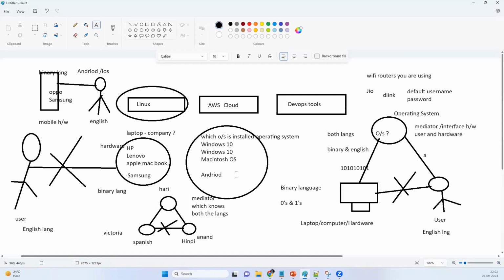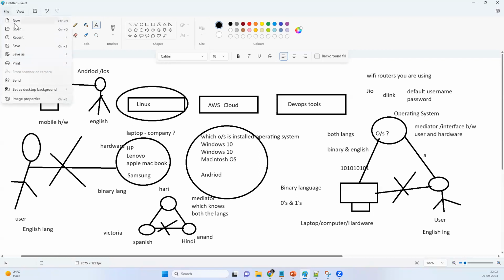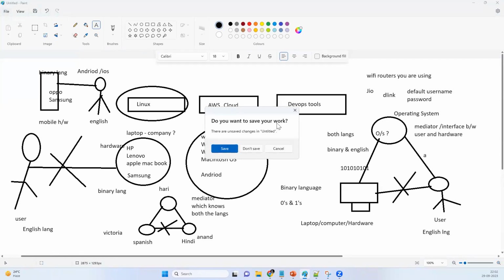You understood? What is OS? It is the interface or mediator between the user and the hardware.